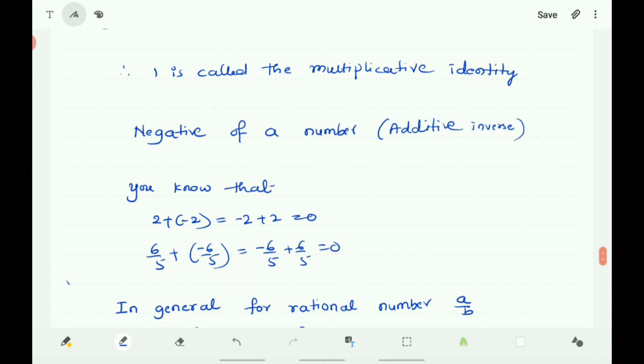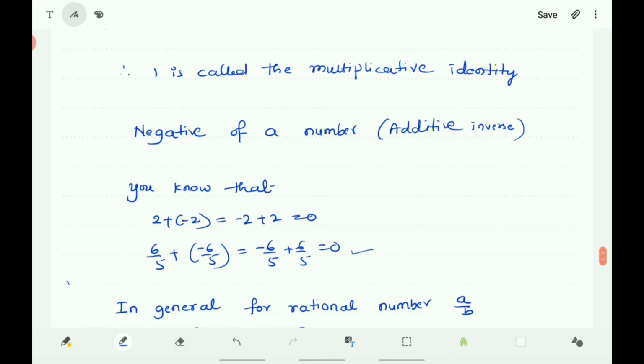Therefore, here as the sum of 2 and minus 2 is 0, you can say that 2 is the negative of minus 2, or minus 2 is the negative of 2, or 2 is the additive inverse of minus 2, or minus 2 is the additive inverse of 2. And here also in the second example, you can see that the sum of 6 by 5 and minus 6 by 5, you are going to get 0, which is additive identity. Therefore, you can say that 6 by 5 is the additive inverse of minus 6 by 5, and minus 6 by 5 is the additive inverse of 6 by 5.